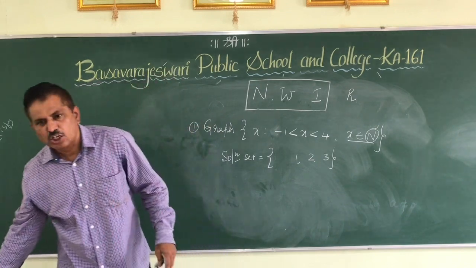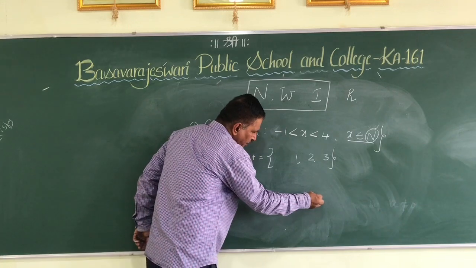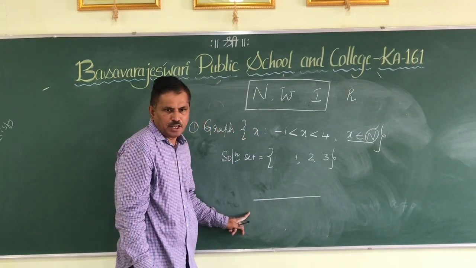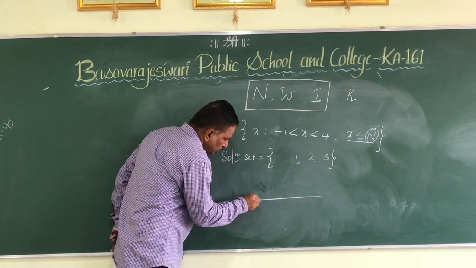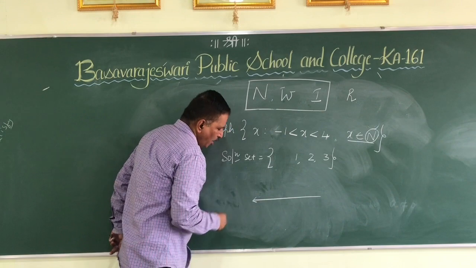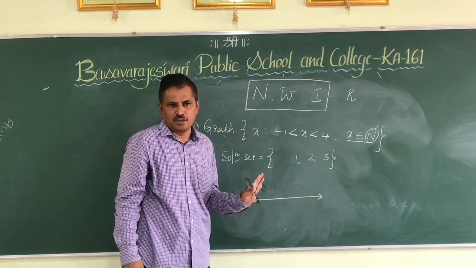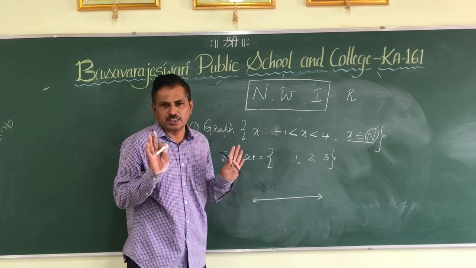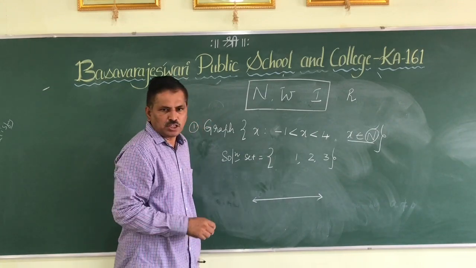So this should be represented on the number line. Remember, this is not a line. It is a line segment, because it has an end on both sides. A line should have an arrow mark on both sides. So this is called a line. If you don't write the arrow mark, it will become a line segment. It will not become a line. So you have to represent this on the number line.